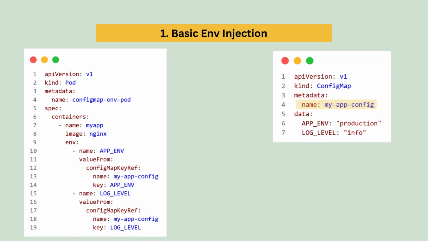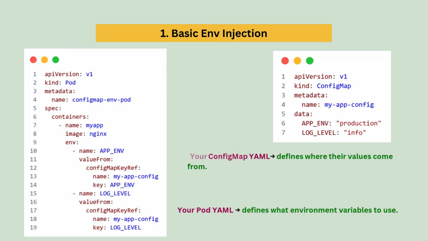So, this name myappconfig is the config map name your pod refers to. App environment and log level are the keys inside that config map, and production and info are the values that will appear as environment variables in your container. In short, your pod YAML defines what environment variables to use, and your config map YAML defines where their values come from.